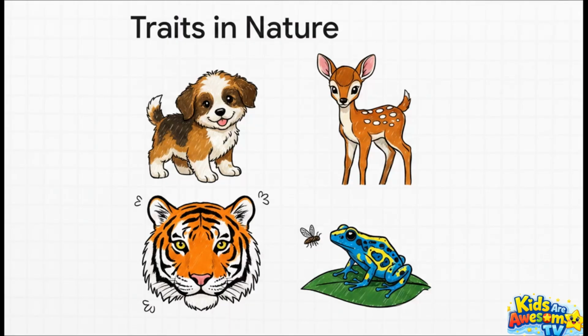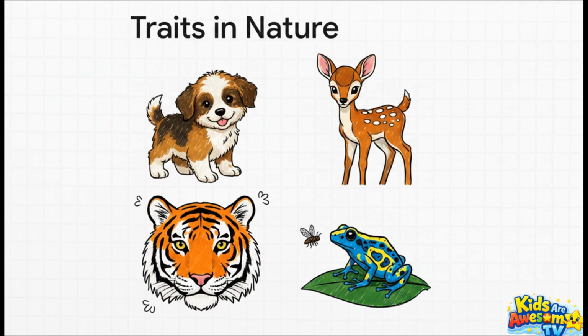Let's look at some cool real-life applications out in nature. When puppies are born in the exact same litter, they all look a bit different from each other because they inherited different handfuls of that genetic candy from their parents. A baby deer inherits camouflage spots to help it hide from predators in the woods. A tiger inherits its specific stripe pattern.